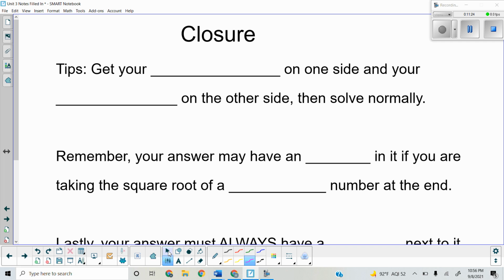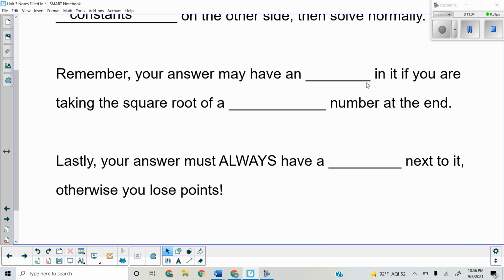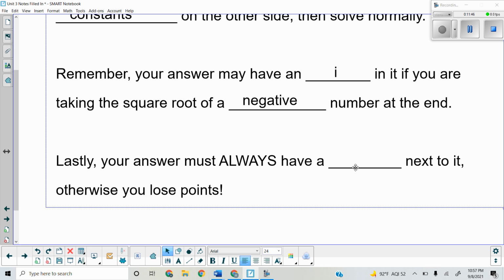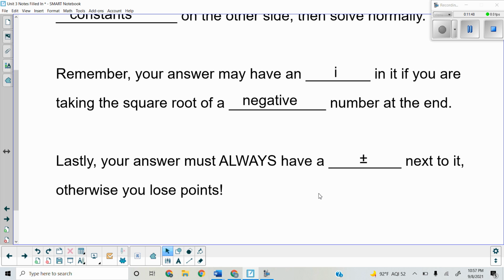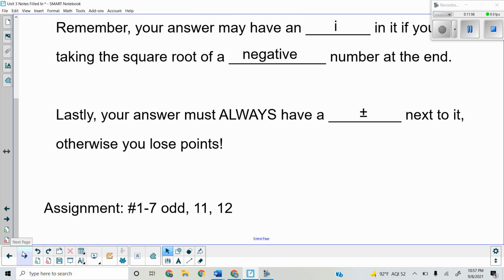So here's some tips. Get your variables on one side and your constants on the other, then solve normally. Remember, your answer may have an i in it if you're taking the square root of a negative number at the end. And lastly, your answer must always have a positive negative next to it. Otherwise, you will lose points. So for today's assignment, 1 through 7 odd, 11, and 12.